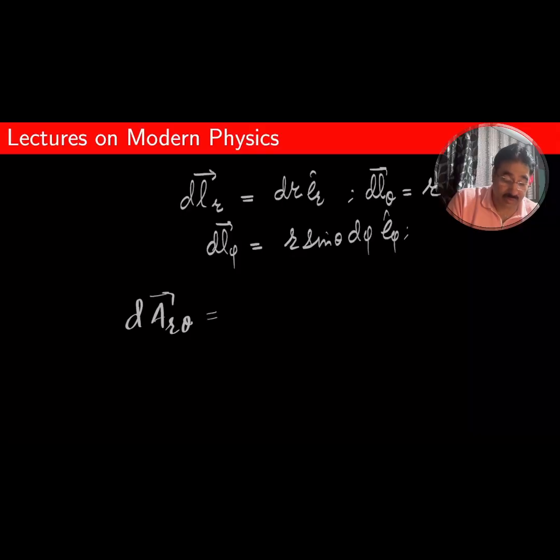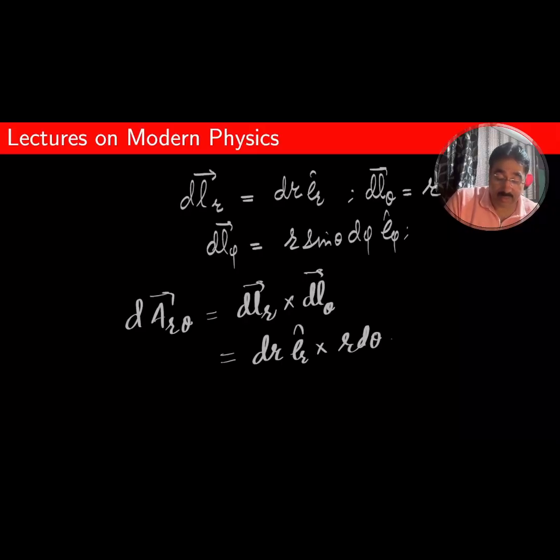What is that? That is dLr cross dLθ. What is dLr? That is dr er cross r dθ eθ. And what is that? er cross eθ is eφ. So it is r dr dθ eφ.